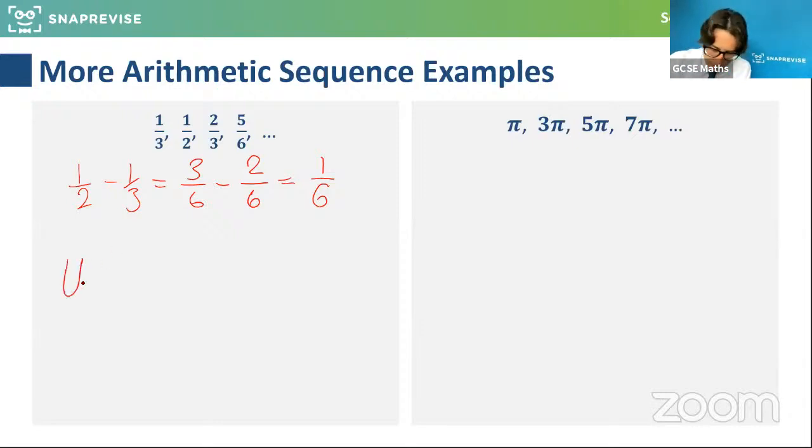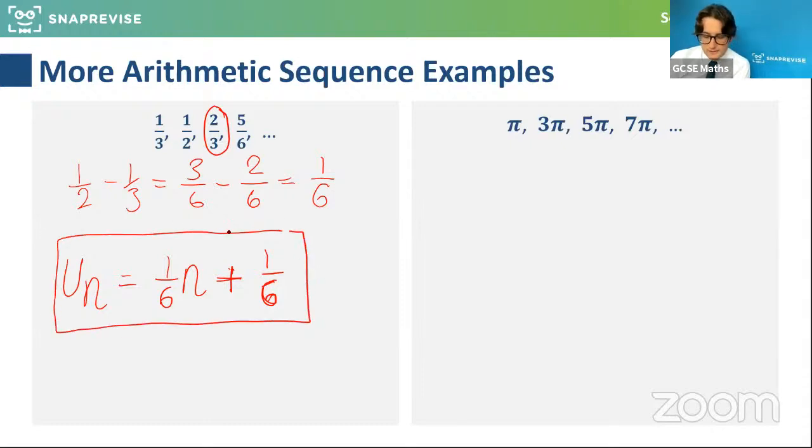So the nth term rule here would be 1/6 n. And if we take n as, say, 1, the first term would be a sixth, but we want it to be a third, which is 2/6. So we need to add another sixth on. So if we were to check it for, say, the third term, when n is 3, 3/6 plus 1/6 is 4/6, which is 2/3.